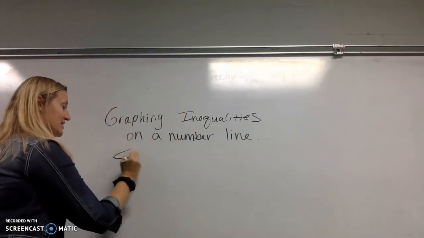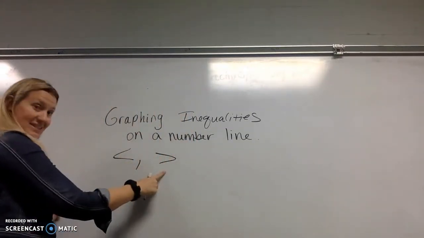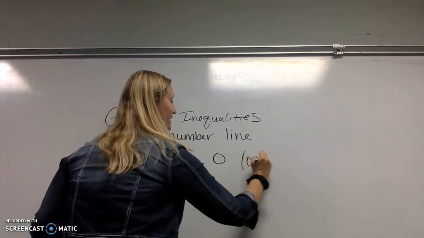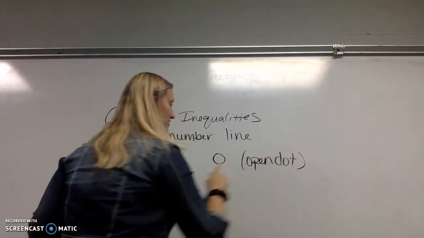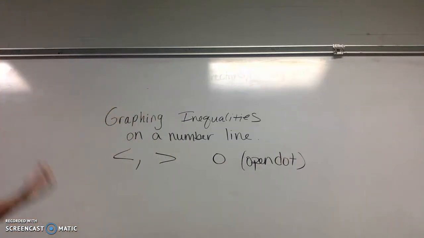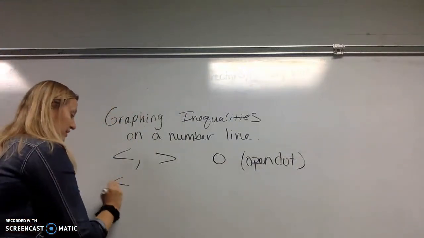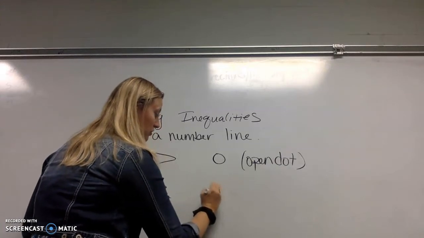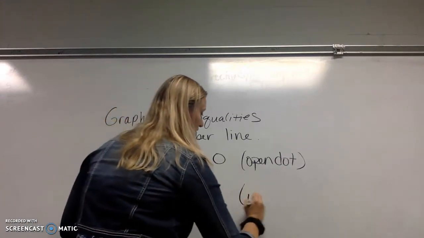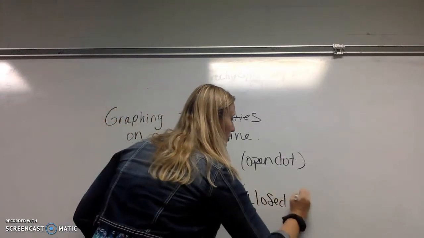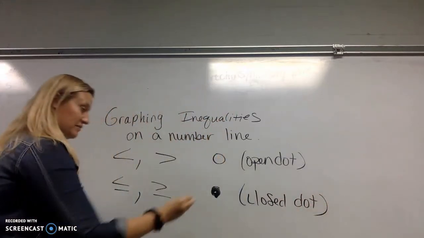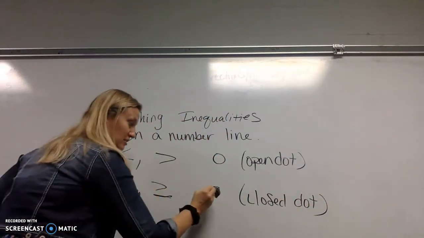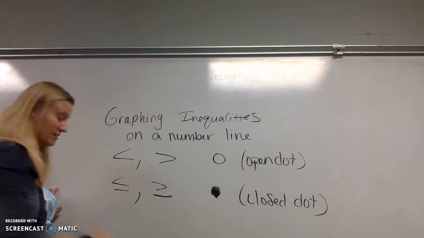Basically, if you have a less than or greater than where the number doesn't get to be part of the solution set, you're going to use what we call an open dot to denote that this is the number we're starting at, but it's not part of the solution set. If you have less than or equal to or greater than or equal to, you're going to do what we call the closed dot to show that the number is included. One way I have students remember that is I always say if you use extra ink to draw the line underneath, you need extra ink in your dot.